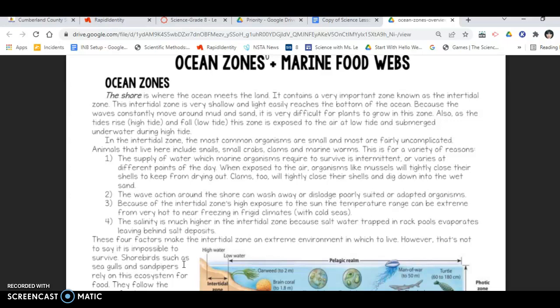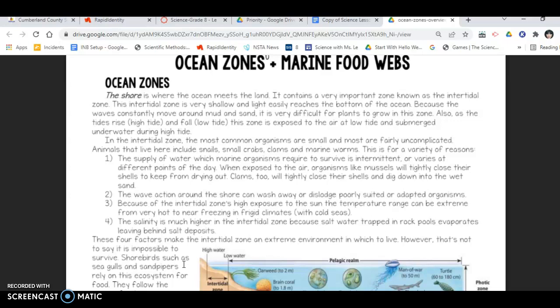You're going to title your paper Ocean Zones and Marine Food Webs. The shore is where the ocean meets the land. It contains a very important zone known as the intertidal zone. This is a very important zone, intertidal. Notice it has that word tidal, so you can infer that it is near the shoreline, right there where the tide breaks at the land.